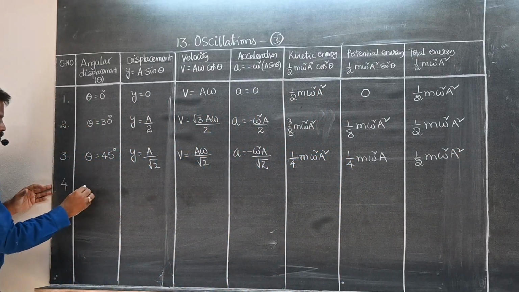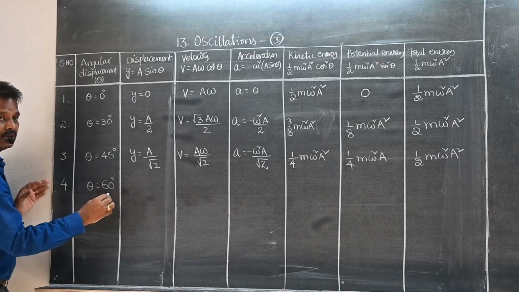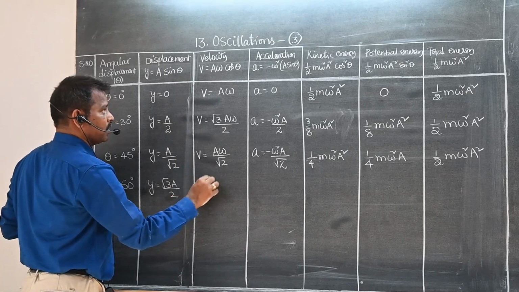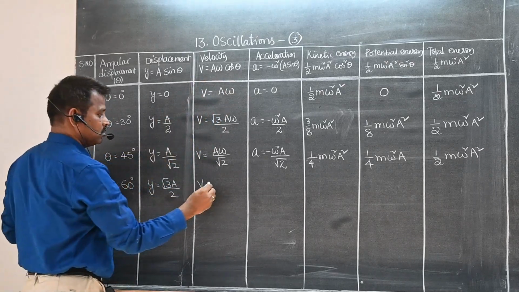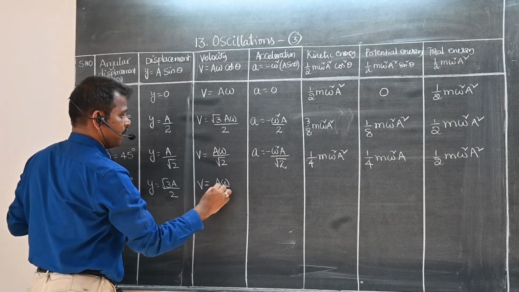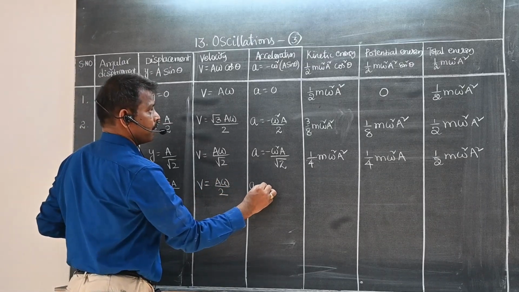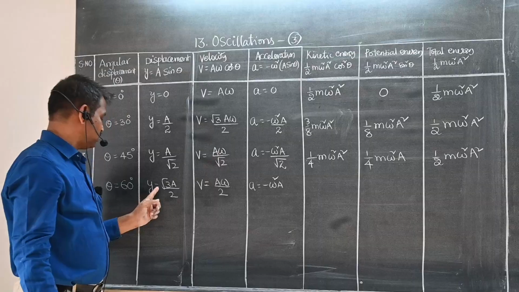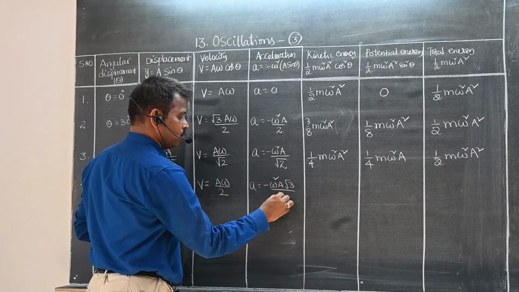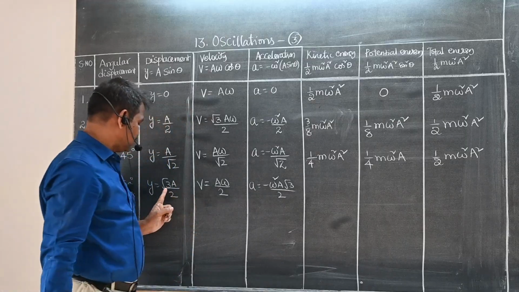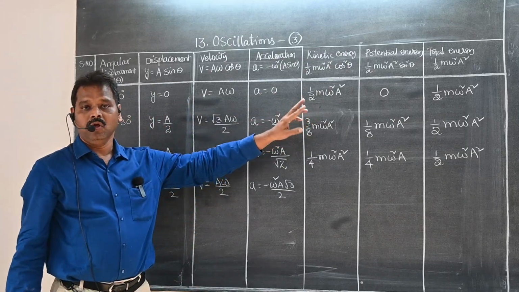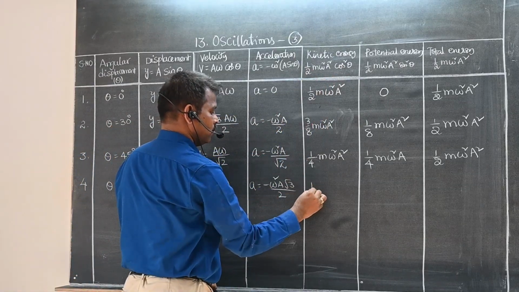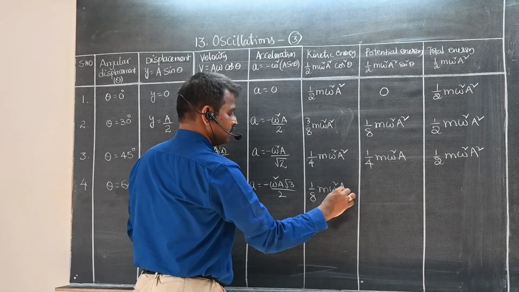Now the next one, the fourth one, theta is equal to 60 degrees. Y will become root 3 A by 2. Velocity will become cos 60, which is 1 by 2, so A omega by 2, and acceleration will become minus omega square A into sin 60, root 3 by 2. Now cos 60 is 1 by 2, 1 by 2 whole square is 1 by 4, 1 by 4 into 1 by 2 is 1 by 8 m omega square A square.